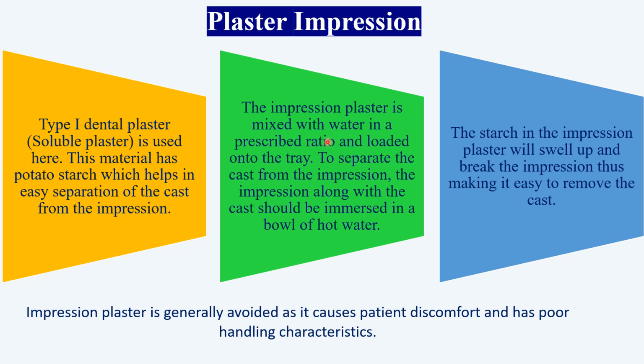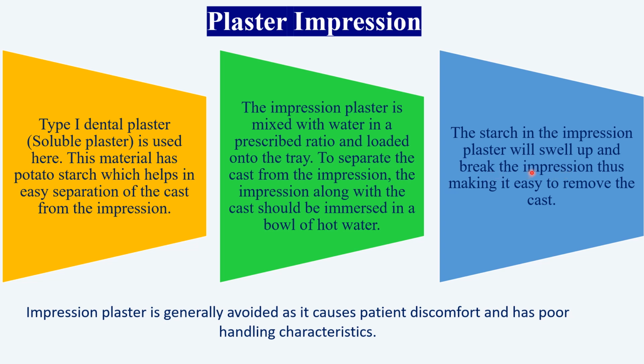The impression plaster is mixed with water in a prescribed ratio and loaded onto the tray. Now to separate the cast from the impression, the impression along with the cast should be inserted in a bowl of hot water. That's why it is called a soluble plaster, which provides easy separation of the cast from the impression. The starch in the impression plaster will swell up. Now we are seeing how it gets separated.